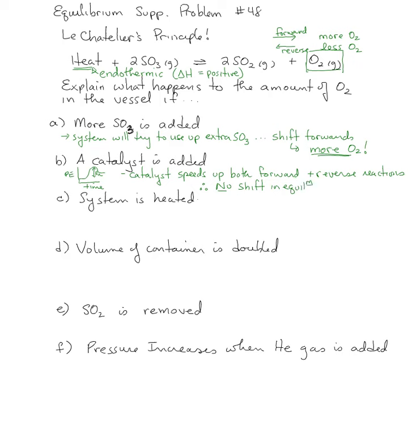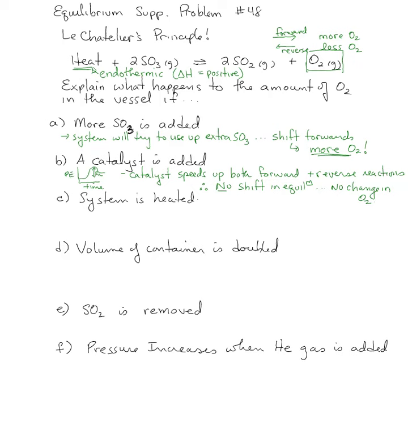If it had sped up just the forward direction, then the forward reaction would predominate and we'd make more products. If it sped up the reverse direction, then the system would shift reverse, we'd make more reactants. But if both are sped up, then there's no shift in equilibrium, so there's no change in the O2. Okay? Now the third example, third question, says the system is heated.